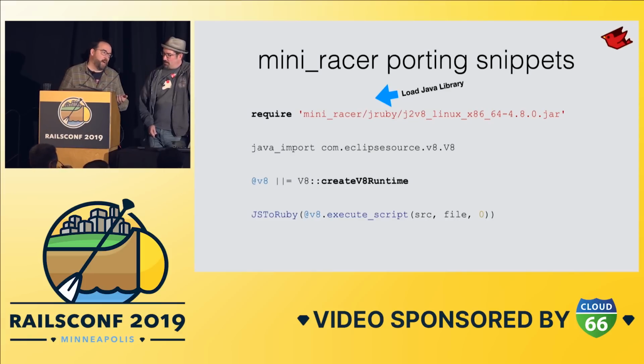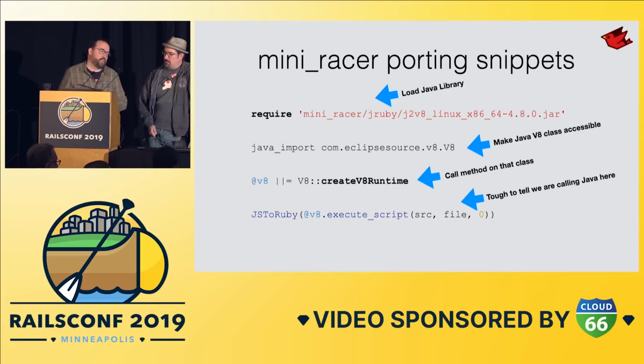So here's an idea of how that looks. You have to load the library you want to use. Then you import the particular Java class you want. Here I'm calling a class method, storing that result into an instance variable. Then I'm just executing methods on it. And you'll notice that execute_script, in Java that would be executeScript with a capital S, but we have a whole bunch of convenience aliases so that you can make Java classes feel a bit more like Ruby.